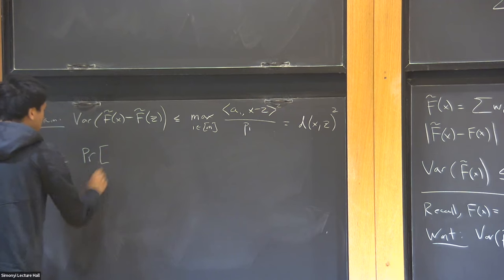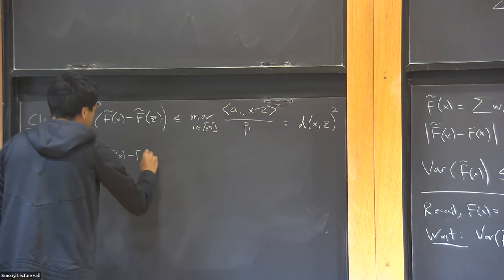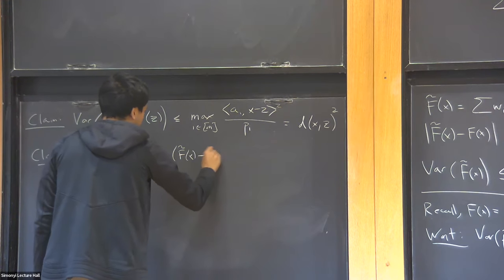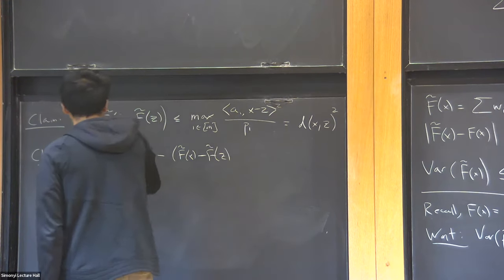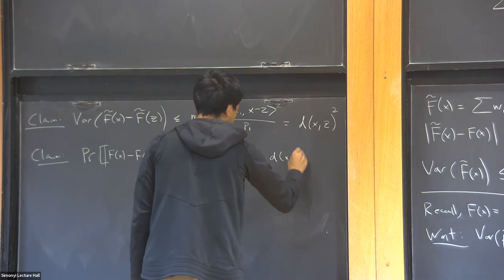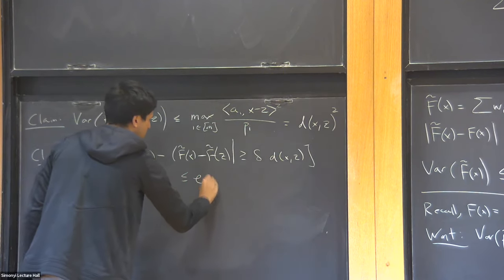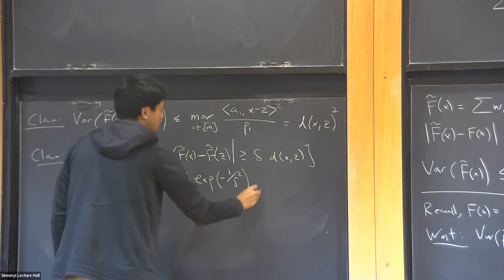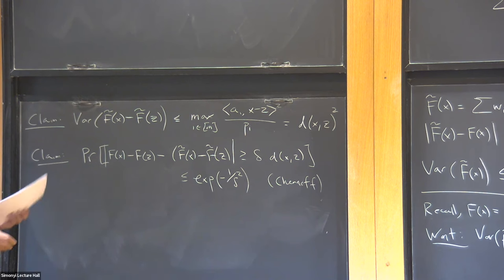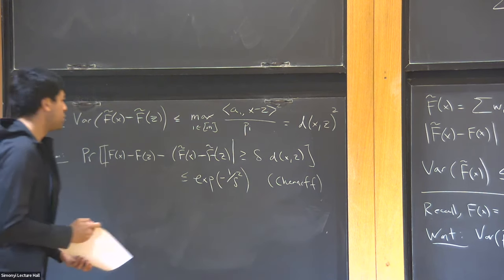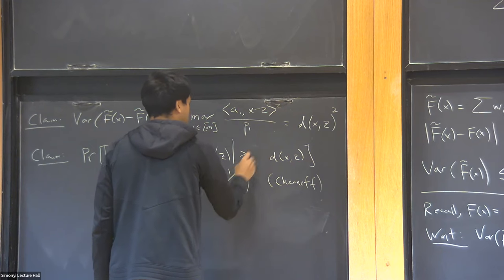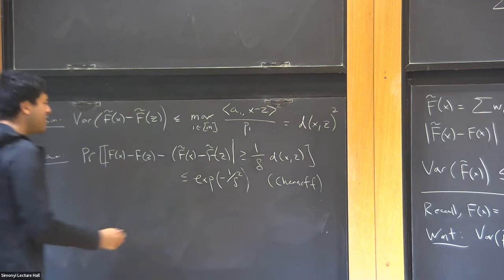The probability that f(x) minus f(z), minus f tilde(x) minus f tilde(z), is greater than delta times d(x,z), is at most e to the minus 1 over delta squared. This is basically a Chernoff bound, or a variance tail bound. I think you might want the delta in the numerator. Let me do it this way then: 1 over delta. That's better. But then this looks ridiculous, so let me just write it as t.